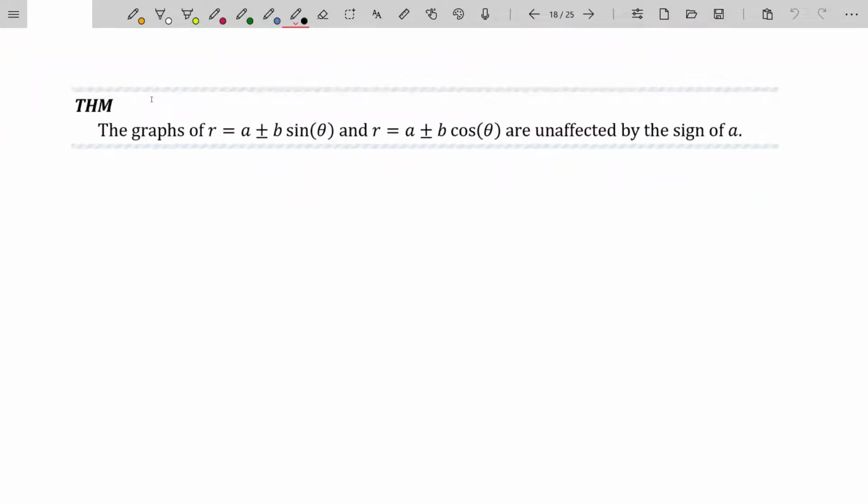And that's what I wrote here. The graphs of r equals a plus or minus b sine of theta and r equals a plus or minus b cosine of theta are completely unaffected by the sign of a, as long as you're graphing a full circuit. That's the caveat there.